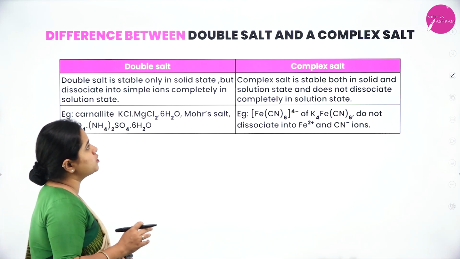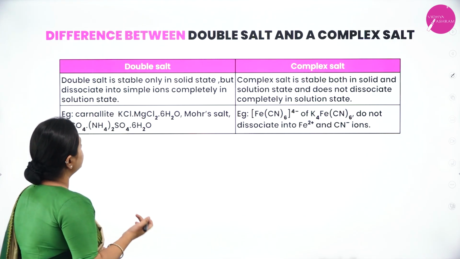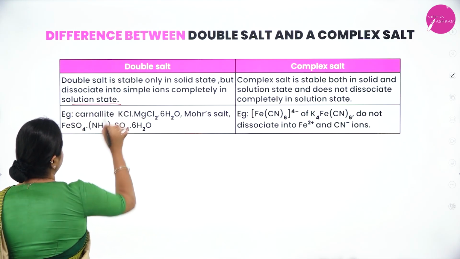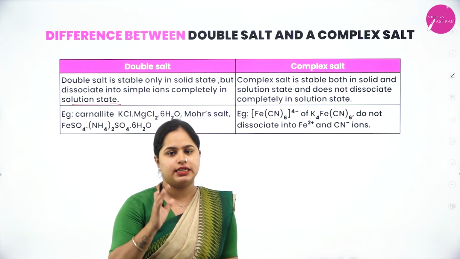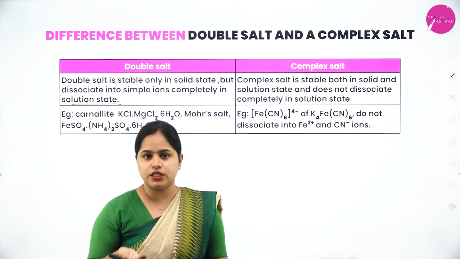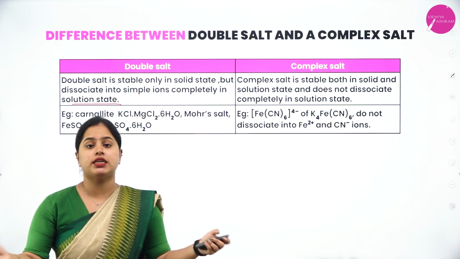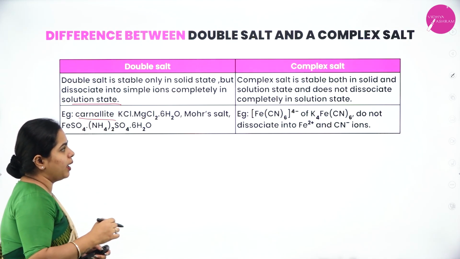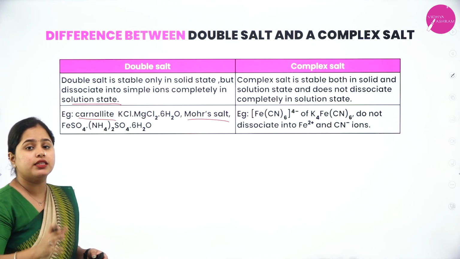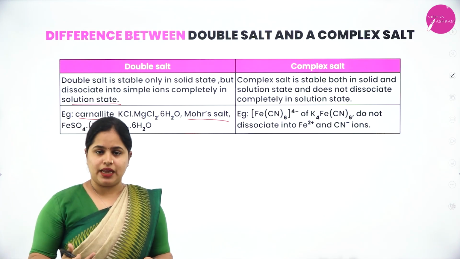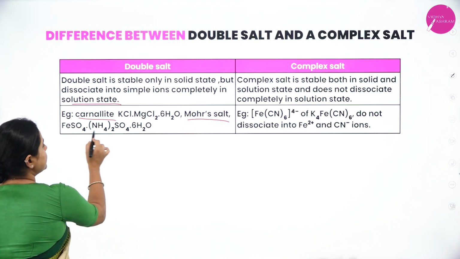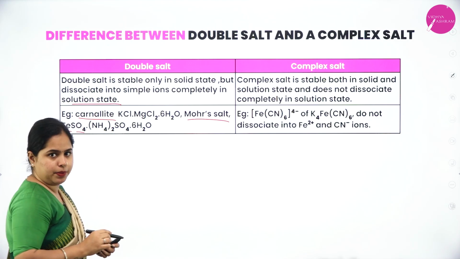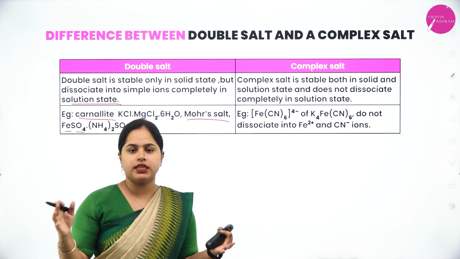Now we are going to see the difference between a double salt and a complex salt. A double salt is stable only in the solid state but dissociates completely into simple ions in solution. In the solid state it is stable, but once it is converted into solution, it will dissociate into its constituent ions. Examples are carnallite and Mohr's salt. All of these will dissociate completely into their ions. So in solution, the Fe ions will be separated, the sulfate ions will be separated, and each of the ions will be separated.